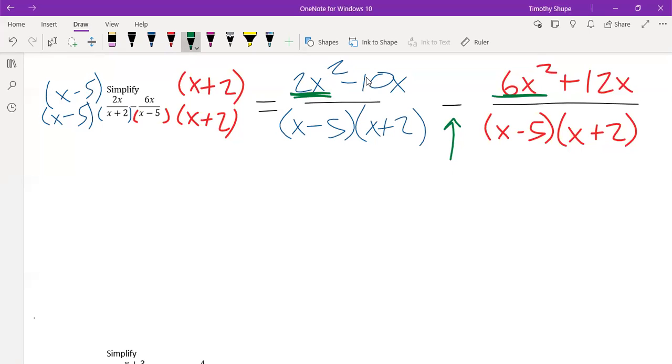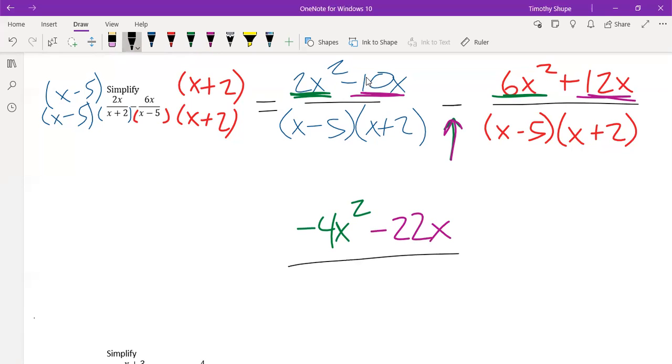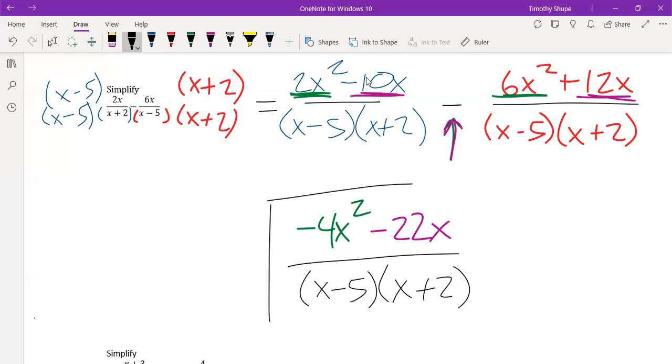So the 2x squared minus 6x squared is going to end up giving us a negative 4x squared. Then if I look at just the x terms, I've got a negative 10x, a positive 12x, and again, I'm subtracting those two together. So a negative 10 minus 12 more would put us at negative 22x. And then the denominator that we had in common already was the x minus 5 and the x plus 2. That would be our simplified expression.